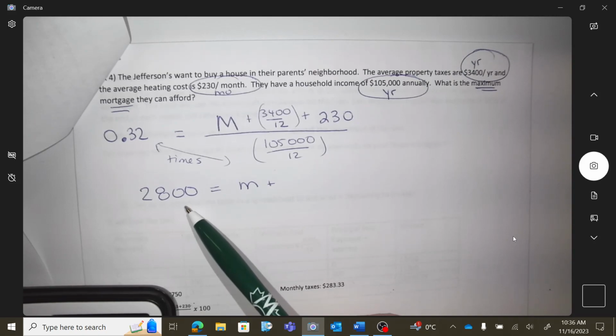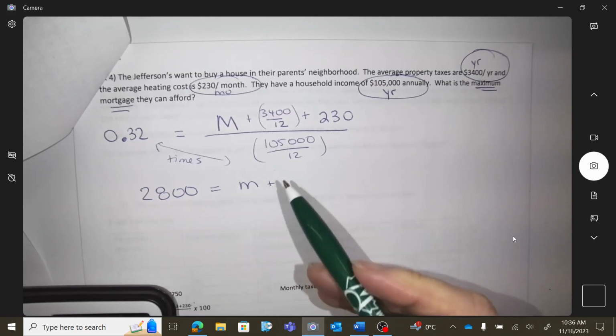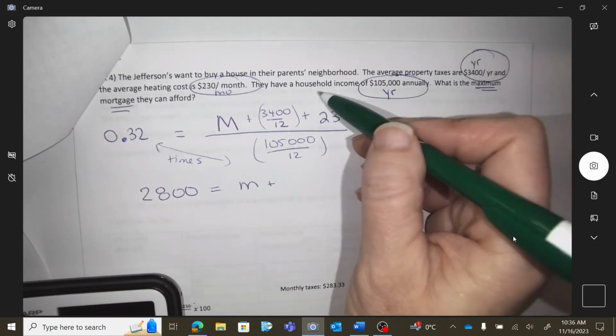So $2,800 per month is what they can afford to pay total every month. Okay, but do you understand when you're living somewhere, your payments are things that combine, your heating, your taxes, right? So $2,800 is what they can afford. And let's put all this together.